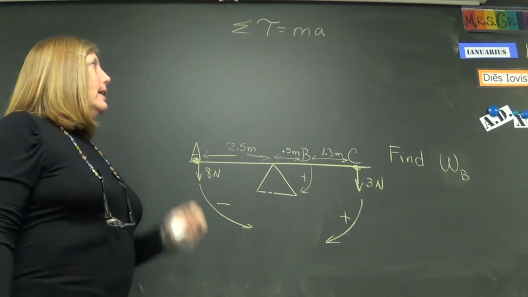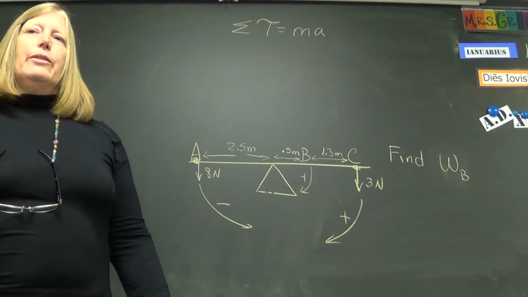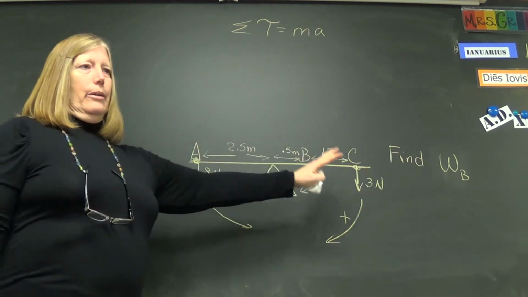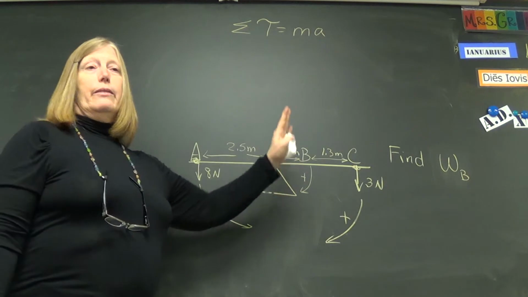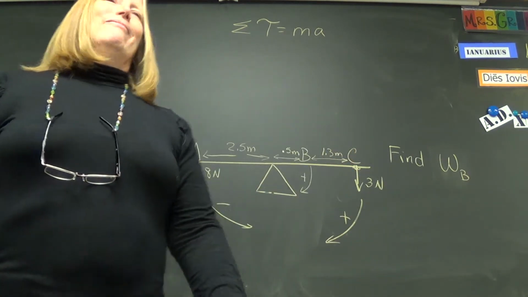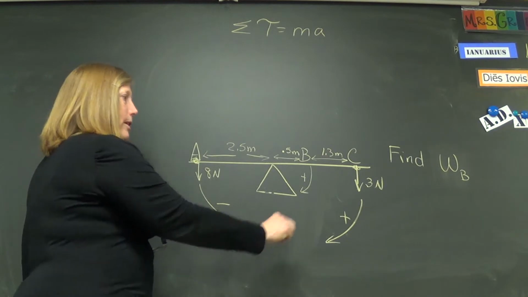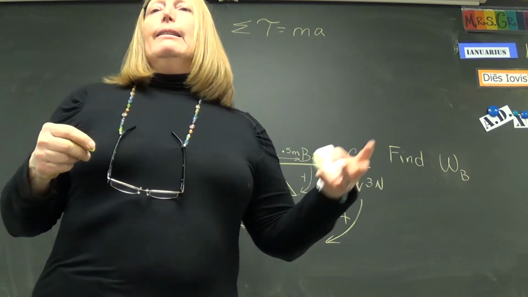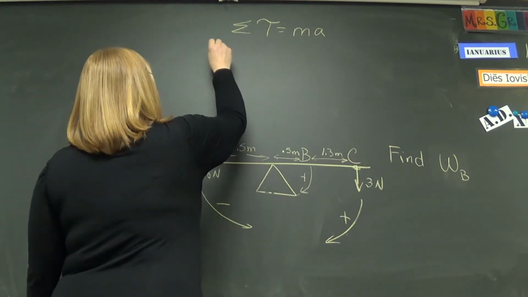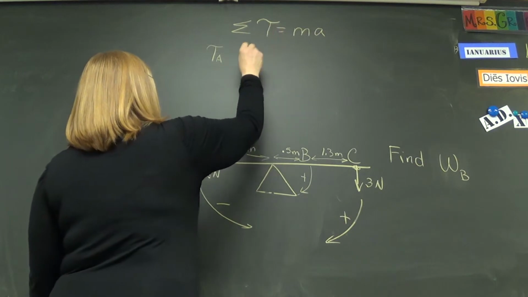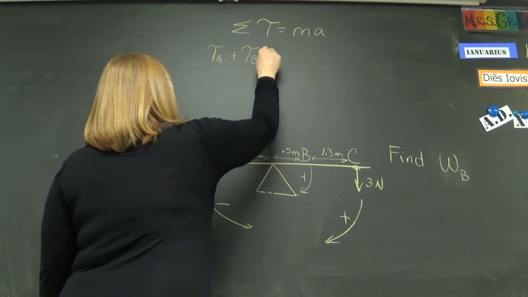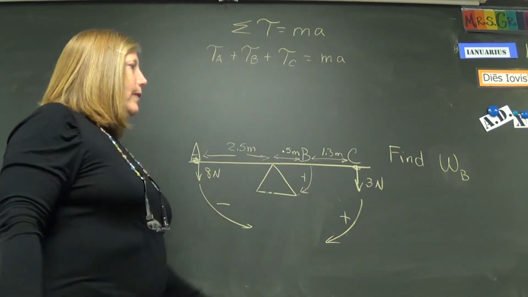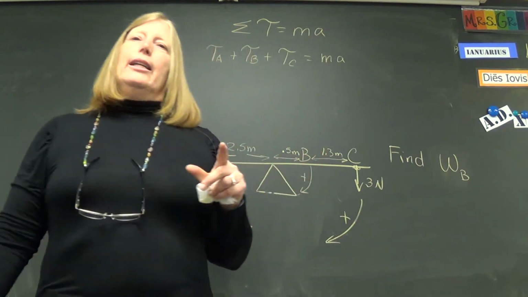No? Okay. Sum of the torques equals MA is what we're going to do. So how many torques are there in this problem? Hannah? Is it just 3? There are 3. This one creates a torque, this one, and this one. So how do you know there's a torque? Because there is some rotation. So we're going to say torque of A, whatever he creates, plus torque of B, whatever he creates, plus torque of C, equals MA.